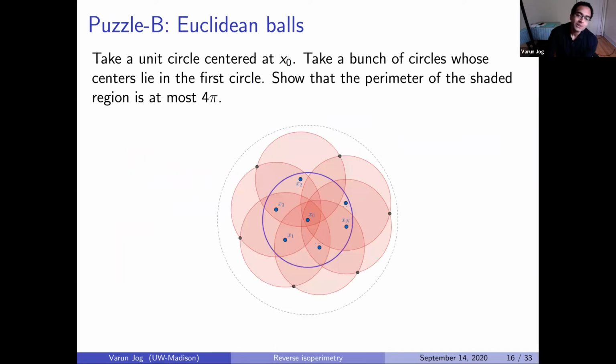Right. So here's this substructure that I'm going to discuss. I'll call it puzzle B, and then I'll also present a puzzle C. B is for ball and C is for cube. So what is puzzle B?